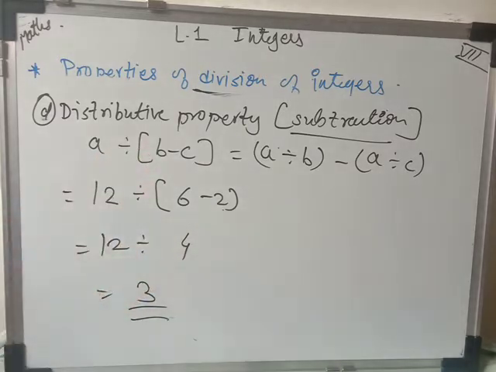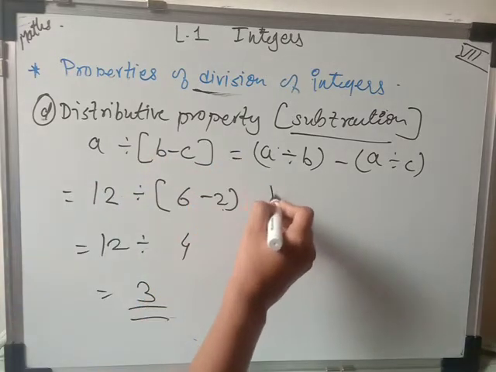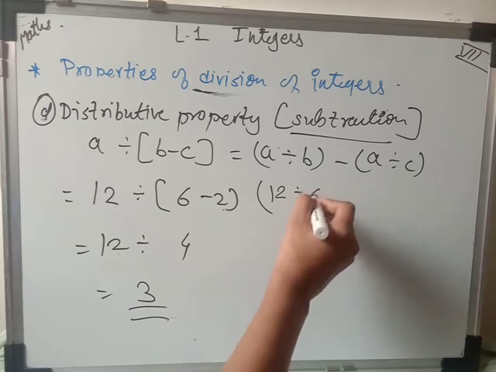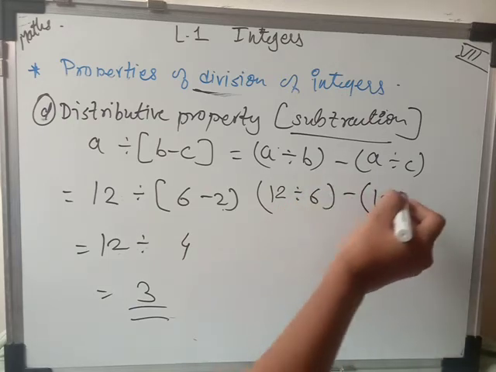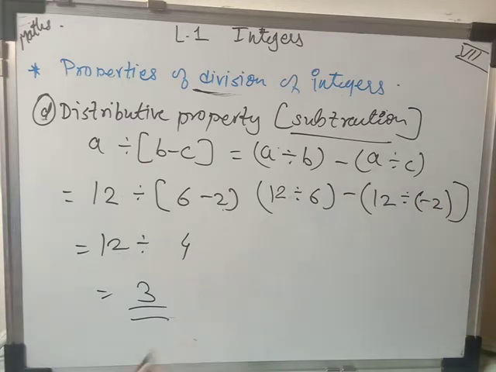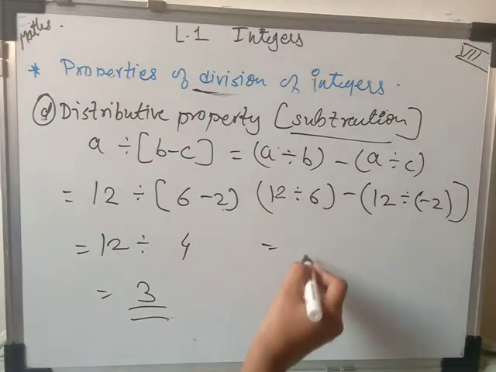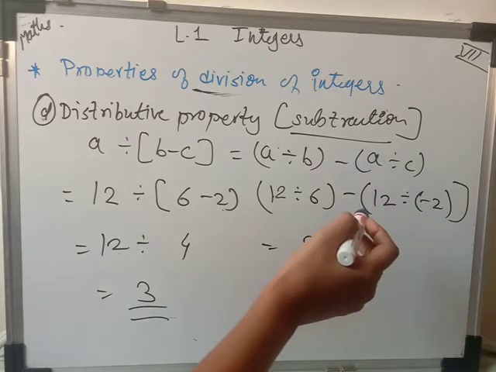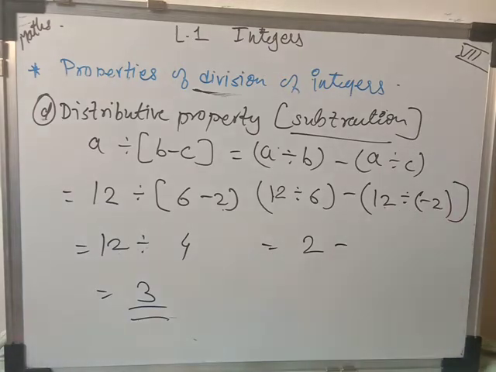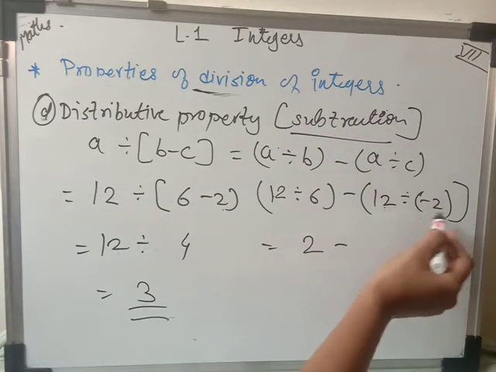Now let's put the same integers in this other expression and see whether we get the answer 3 or not. Then we will decide whether these expressions are equal to each other. In place of a we have taken 12, divided by b, which is 6, minus 12 divided by c, which is 2. Here 6 twos are 12, and 12 minus, again a minus sign is there. 2 sixes are 12.